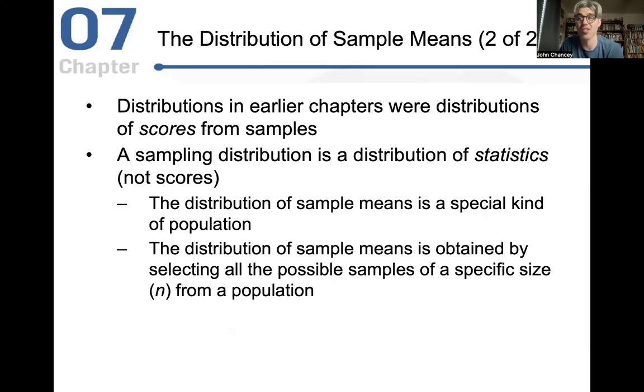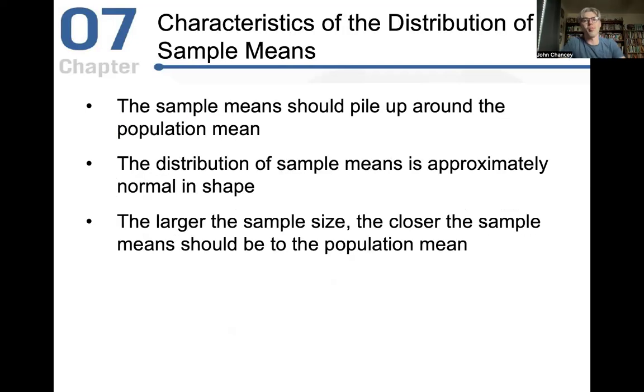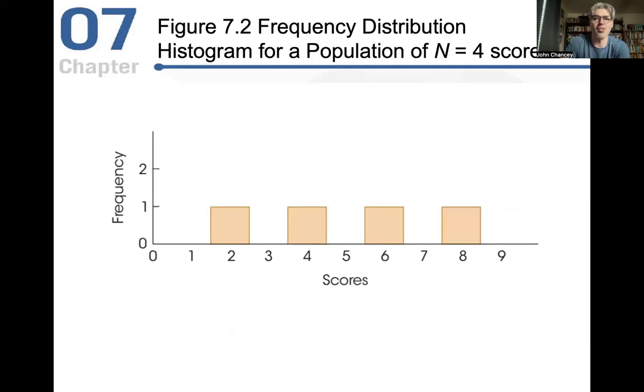A distribution of means is a special kind of population. It's obtained by selecting all the possible samples of a specific size, in this case lowercase n, from a population. Ultimately, if we collect enough of these, they should start to pile up around our population mean. They'll start to look like that normal distribution. The distribution of sample means tends to be normal in shape. The larger our sample size, the closer the sample means will be to the actual population mean. So right now, this is a pretty simple graph. Maybe we only have 4 scores here.